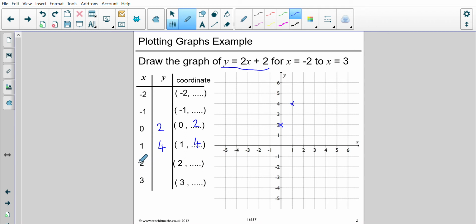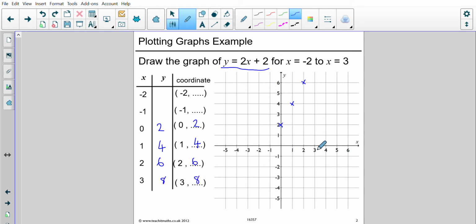Now, when x is 2, y equals 2 times 2, which is 4, plus 2, which is 6. So my next coordinate on my line is 2, 6. Let's plot that one. 2, 6 goes up there. And for 3, when x is equal to 3, y is equal to 2 times 3, which is 6, plus 2, which is 8. So I get 3, 8.